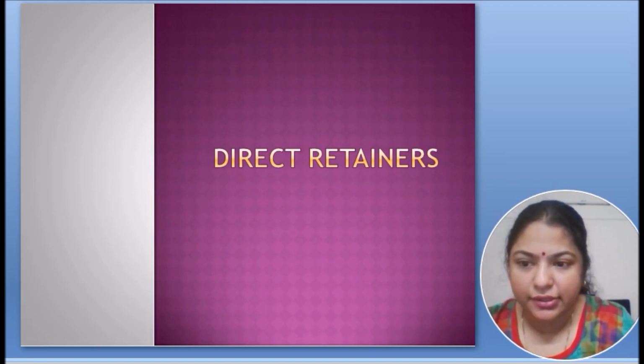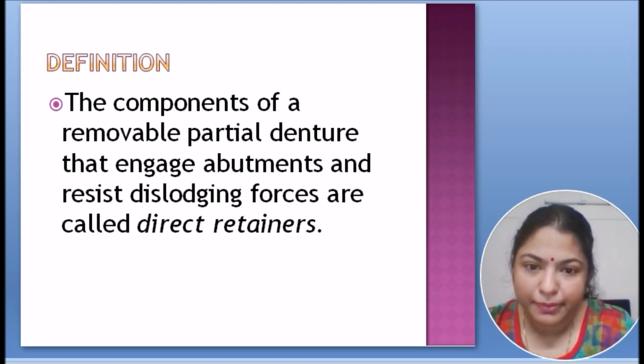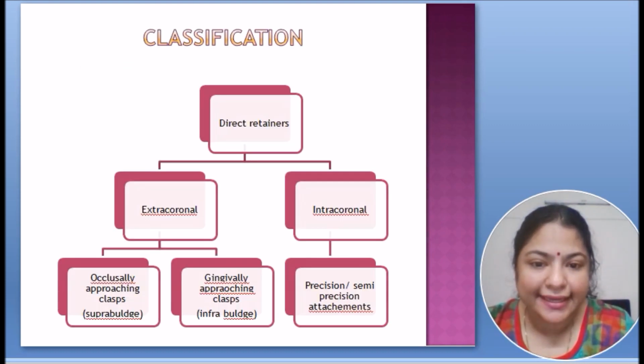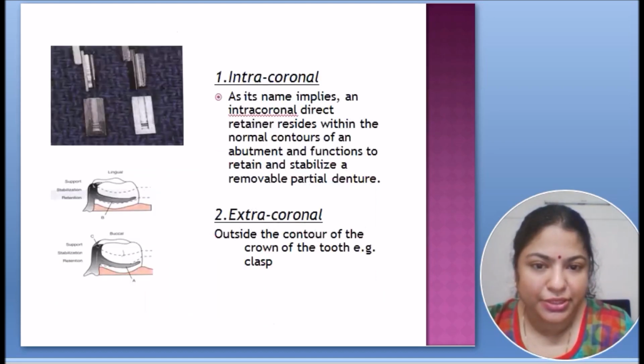A direct retainer is that component of a removable partial denture that engages abutments and resists dislodging forces. These components of a cast partial denture are called direct retainers. Direct retainers can be classified into extracoronal or intracoronal. Extracoronal can again be divided into occlusally approaching clasps or gingivally approaching clasps. Intracoronal direct retainers can be called precision or semi-precision attachments.